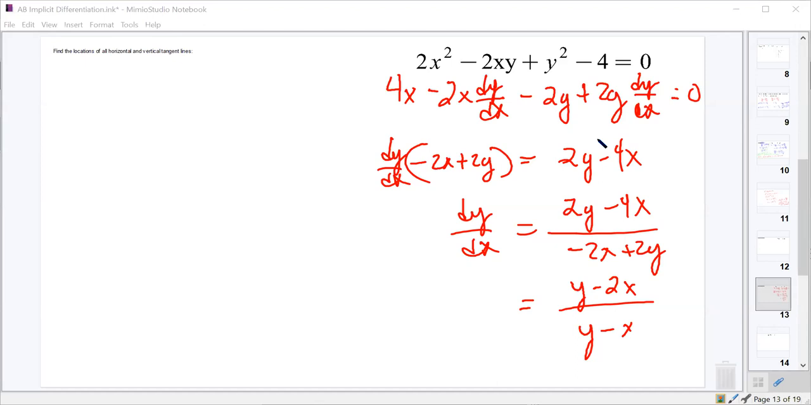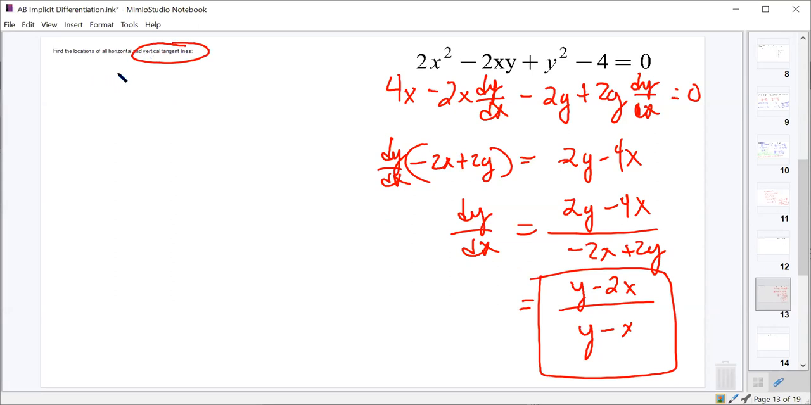All right. No problem. Okay, so everybody good with this as our derivative? y minus 2x over y minus x? Okay, cool. So then if we want to find horizontal and vertical tangent lines, we need to set both the numerator and the denominator equal to 0. You guys would agree with that? Numerator for horizontal and denominator for vertical. So let's do the denominator first. Let's do our vertical tangent lines. So that means that y minus x needs to equal 0.